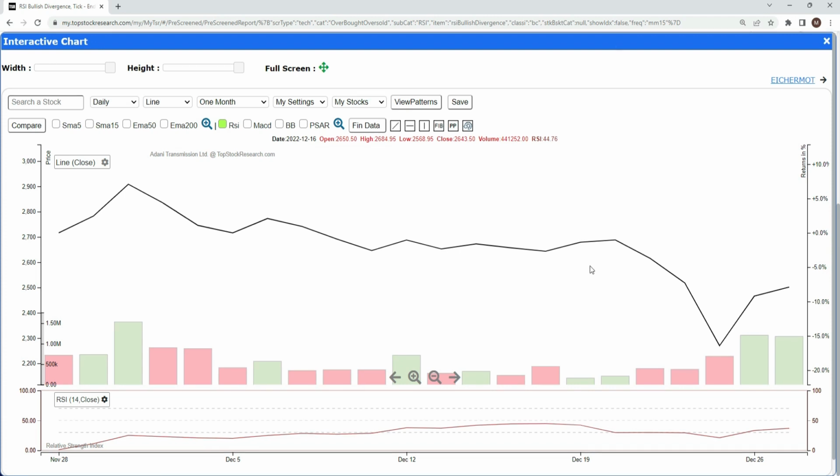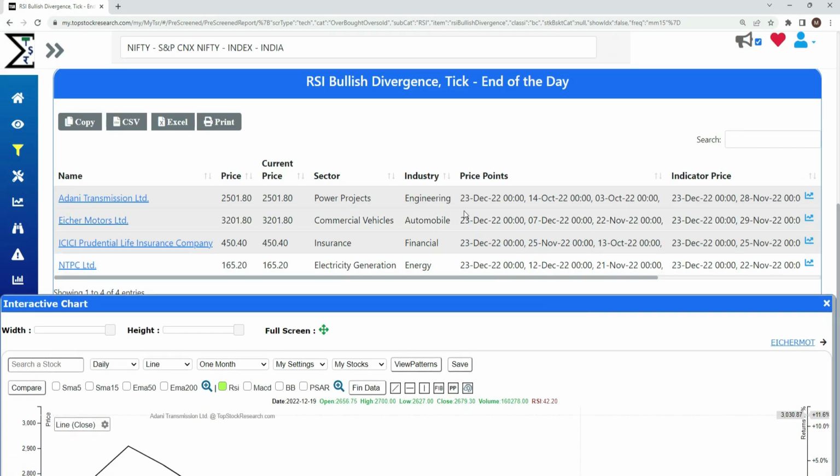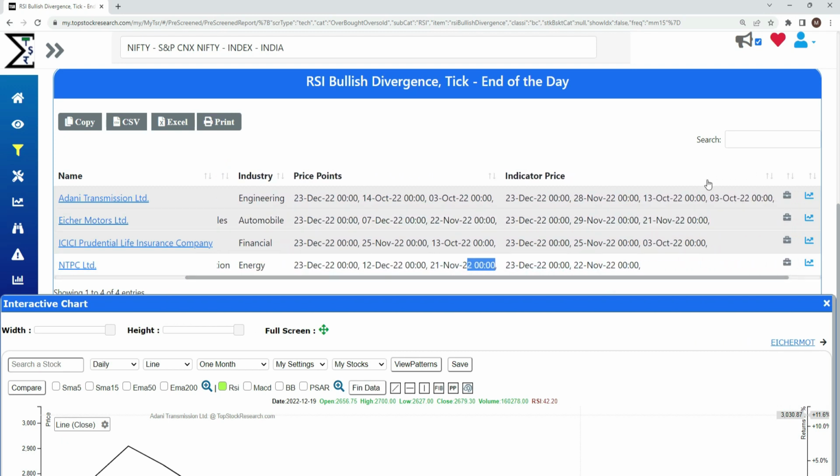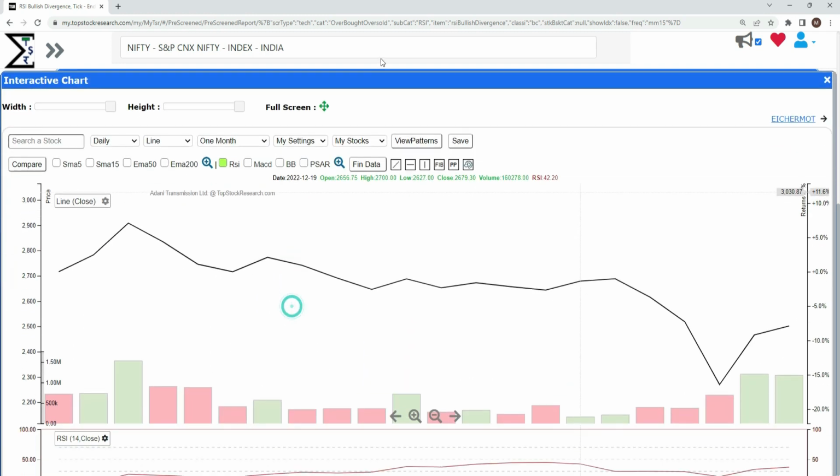Also, it tells you the period over which these divergence points are there. It is from roughly around 3rd of October for the price, up to 23rd December, and the indicator and price are also from the same range, October first week to the December current period.